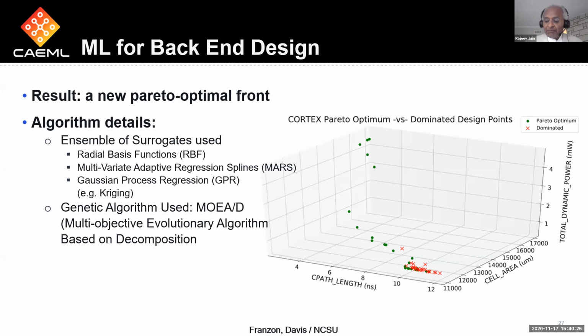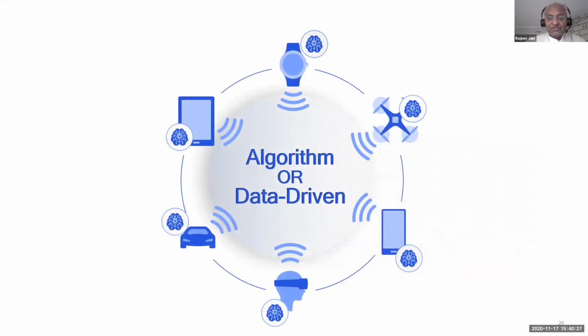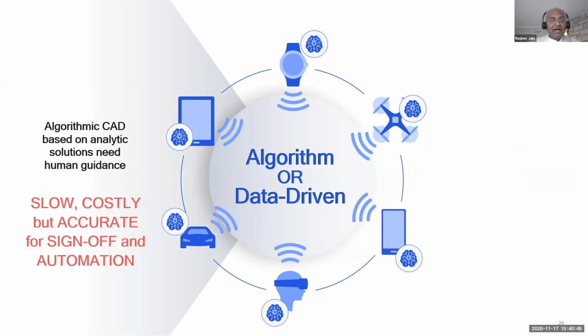So with these observations, we return back to our question of whether algorithm driven or data driven CAD, whether these are really in competition with each other or they can complement each other. And so if we take away this key observation of how the data-driven CAD can help us with QOR, it leaves us with the following observation, that the algorithmic CAD, which is based on analytic solutions, does need human guidance.